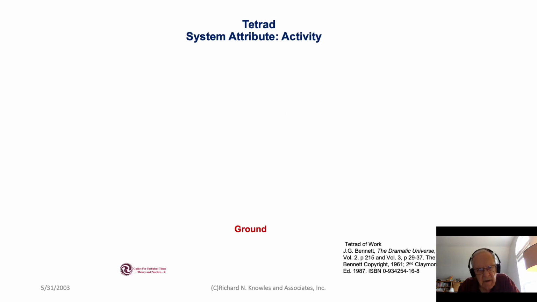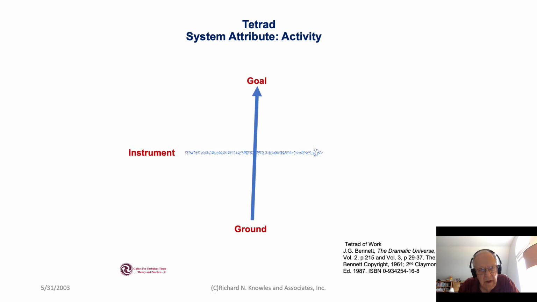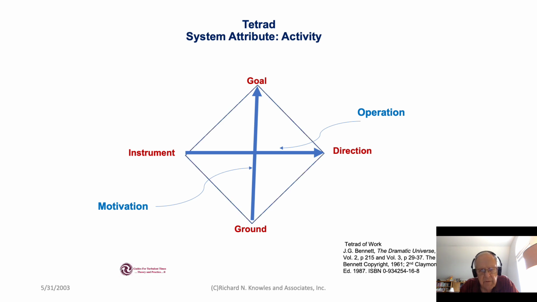So I look at the tetrad here from the ground to the goal, and the instrument to the direction. And the line connecting instrument and direction has to do with the operations, the activities in which we engage to make something happen. The motivational line is a vertical line from ground to goal. So the motivation has to be high, and then we bring things into action and move. But all the points are connected.